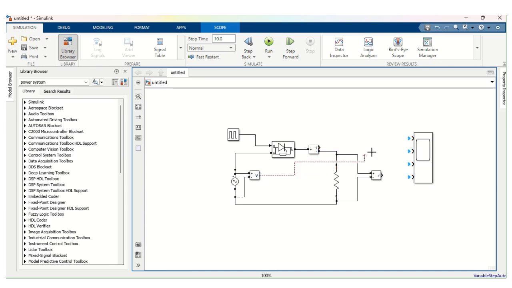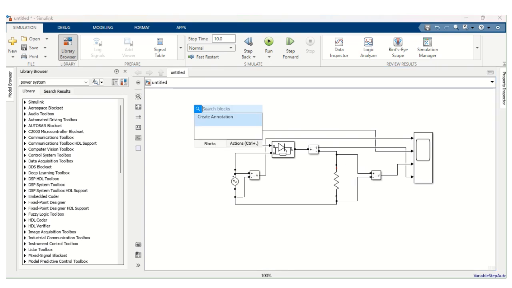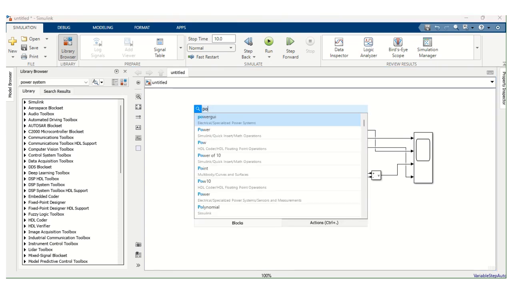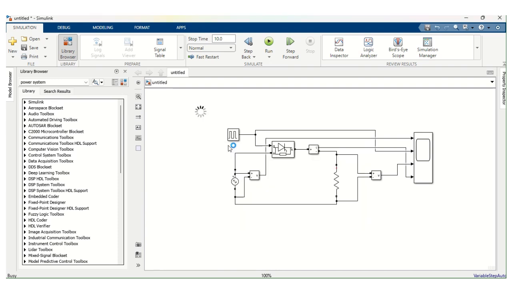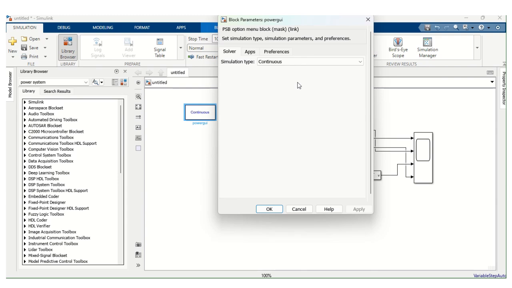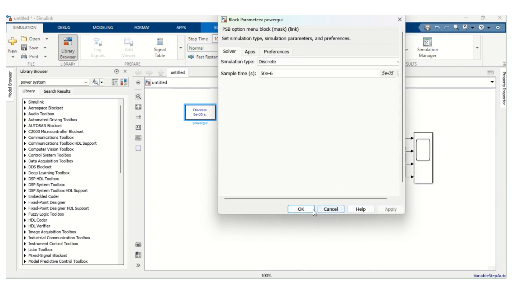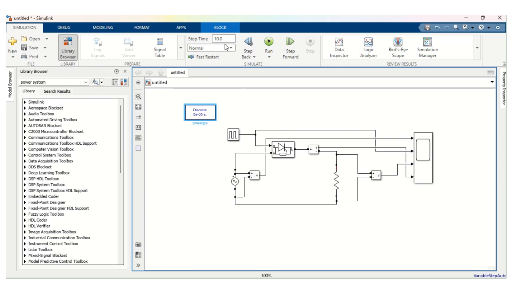So first I am going to give the supply voltage. Second I am going to give the gate pulse. Third one is the output voltage. Fourth one is the output current. Then I need the Powergui for simulating this. Change continuous to discrete. Apply. Change the stop time to 0.1. 0.1 means we can see 5 cycles, because one cycle is 0.02, then 5 cycles means 0.1.